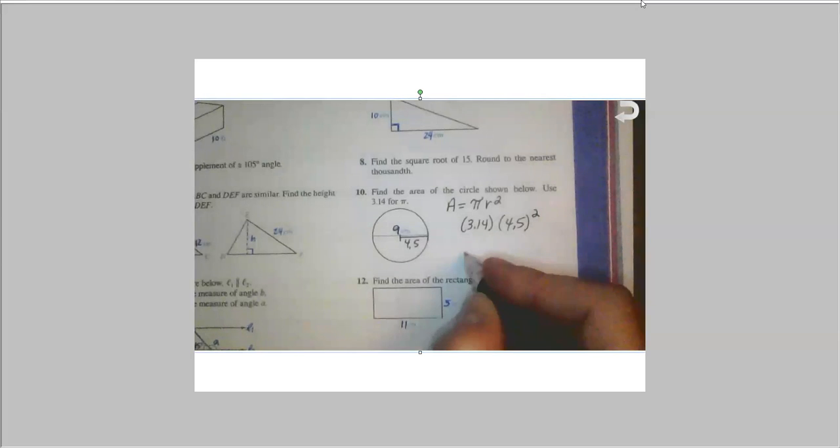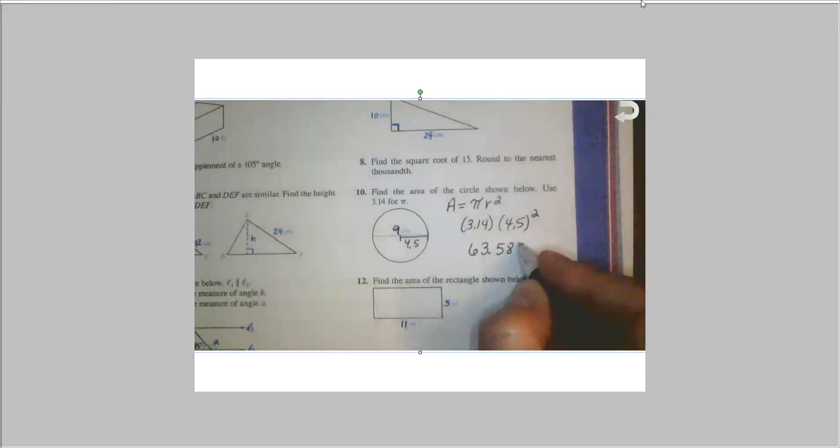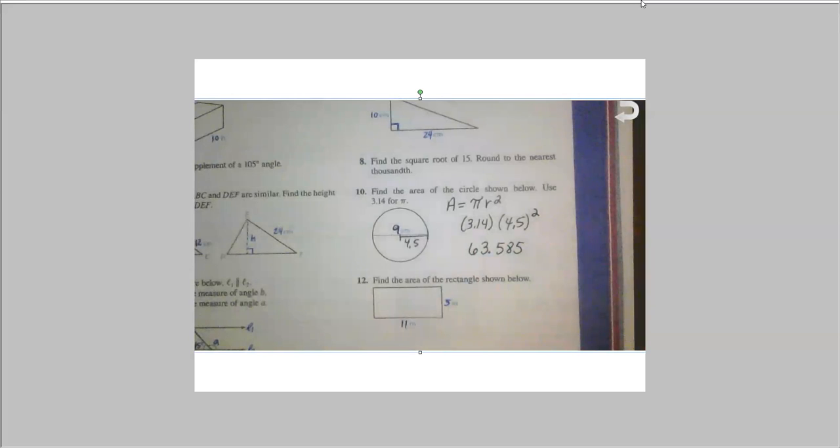And multiplying those all together, we're going to get 63.585, okay? Unless it asks you to round, this went out that far, so I'm just showing all decimal places, but be careful. A problem might ask you to round to the nearest whole, square centimeter, so be able to round properly to whatever place value it asks.